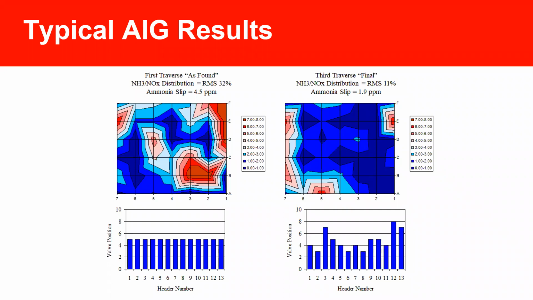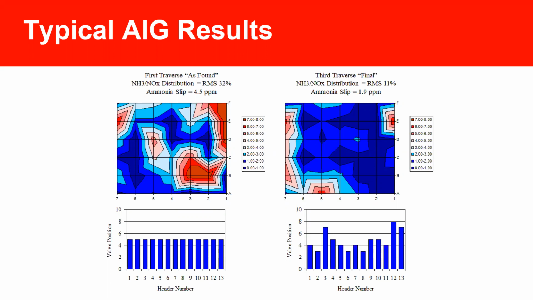So for this particular example, as found, we see a surface plot that has a varying degree of ammonia slip on the exit side of the catalyst, ranging from little to no measured ammonia to up to 8 ppm. And then for the success photo on the right, after we performed 3 traverse tests on this particular SCR, the final ammonia to NOx distribution was reduced to 11%, and the corresponding ammonia slip down to 2 ppm. And if you look at the bottom right, those valve positions are much different than just placing them all at an equal value and hoping for the best.